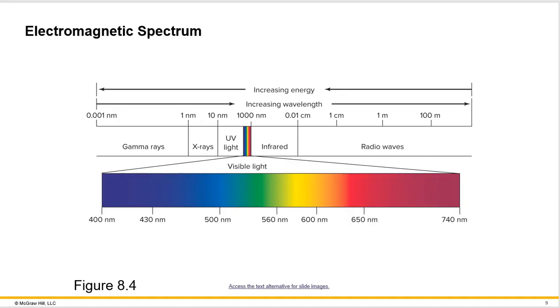And this is the electromagnetic spectrum: gamma rays, X-rays, UV light, infrared and radio waves, that goes from smallest to largest. And right in the middle is visible light. And so this is what we're concerned with here, because this is the pigments that plants use.